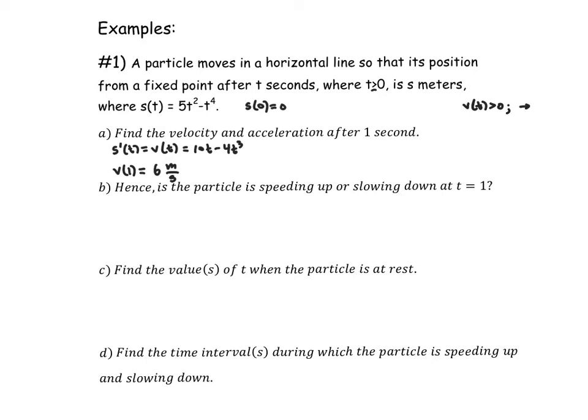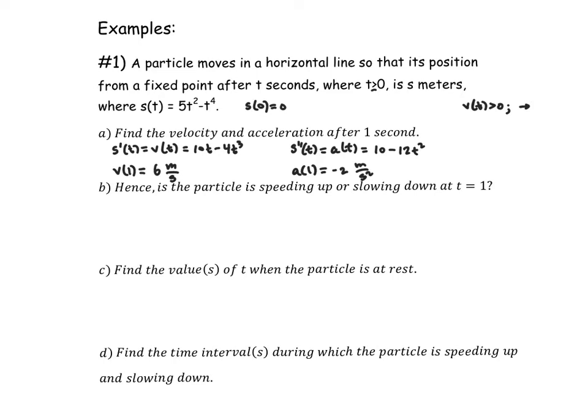Okay, let's find the acceleration, which would be the second derivative. So the acceleration would equal the derivative of 10t minus 4t cubed, which is 10 minus 12t squared. So the acceleration 1 second after the particle begins to move would be 10 minus 12, which would be negative 2 meters per second squared.